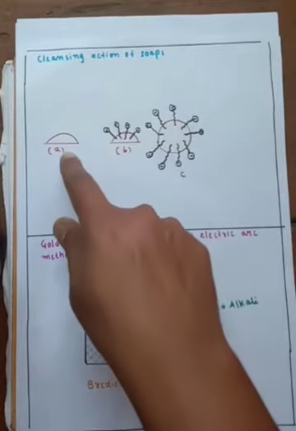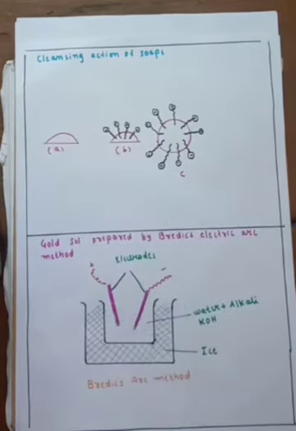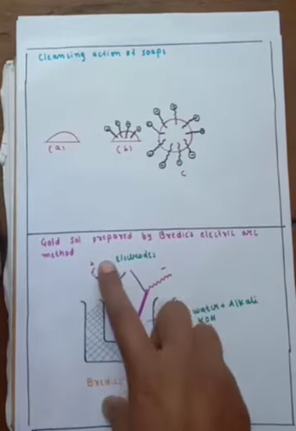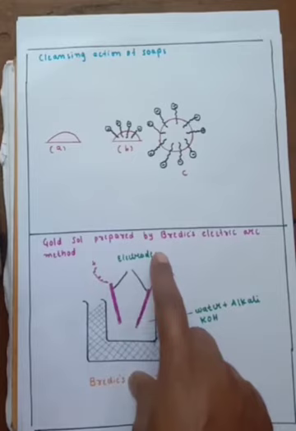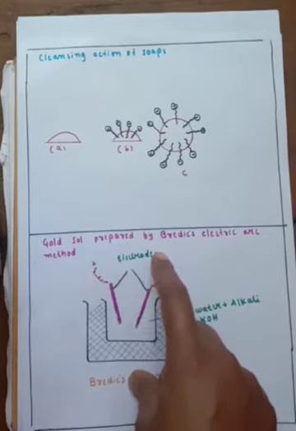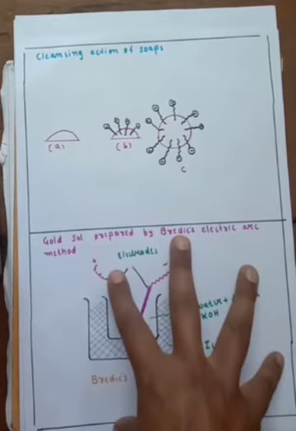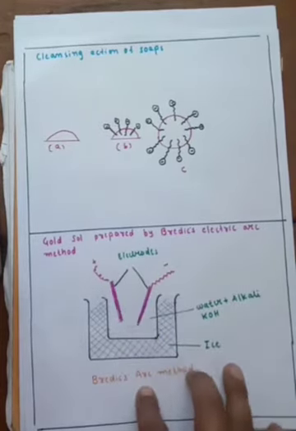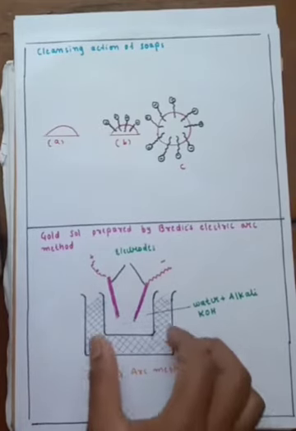By knowing this diagram, this is A, this is B, this is C. The next part is the preparation of metallic sols, such as gold sol or silver sol. The method suitable for this preparation is Bredig's electric arc method.